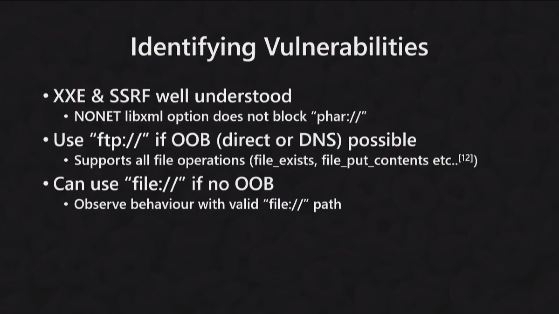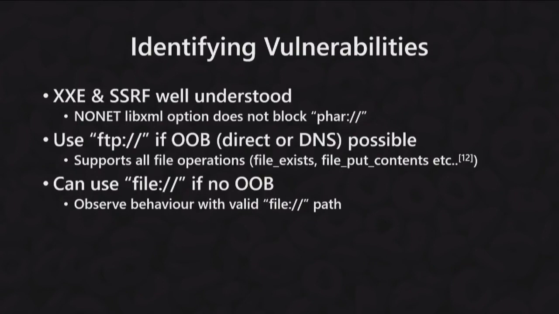Okay, so in terms of identifying vulnerabilities, like I mentioned, we're not really talking about any new types of vulnerability. It's exploiting what are essentially XXE issues or server-side request forgery. The one interesting aspect with XXE, and both of them essentially, is that you don't need any outbound connectivity. There's a libxml option which disables network connectivity, but phar is all to do with local files, so it won't prevent you using the phar stream wrapper.